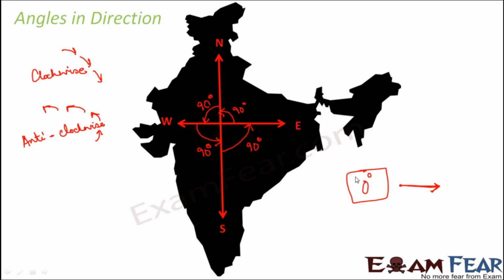Now what could be the maximum possible value? The maximum possible value could be 360 degree. Now what is this 360 degree? What does this correspond to?